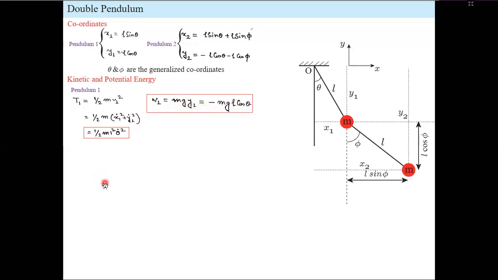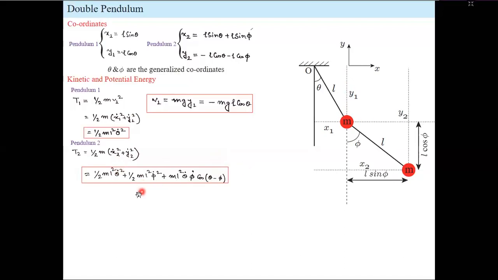Now let's move to the second pendulum, and we will follow the same prescription for finding kinetic and potential energy. So x2 dot square plus y2 dot square, and we are writing x2 and y2 in terms of theta and phi. So the final thing will come in terms of theta dot and phi dot. And similarly, we look at the potential energy, which will be mg times y2. y2 is the height for the second bob, and this is the potential energy.